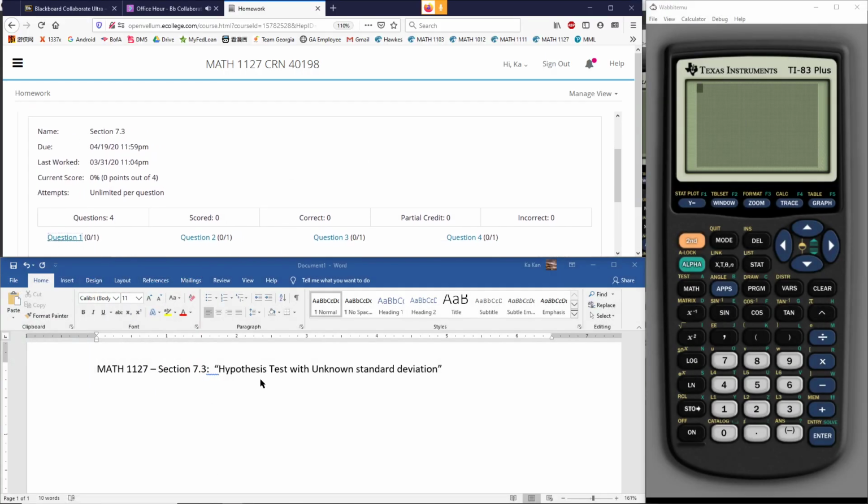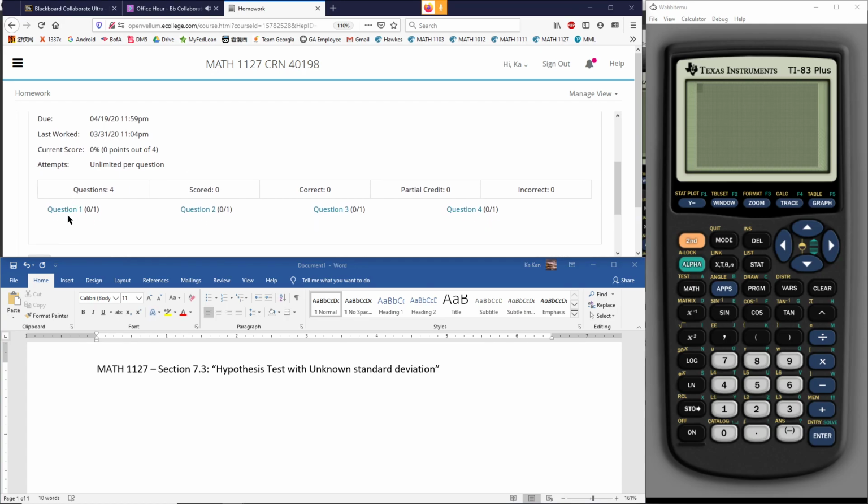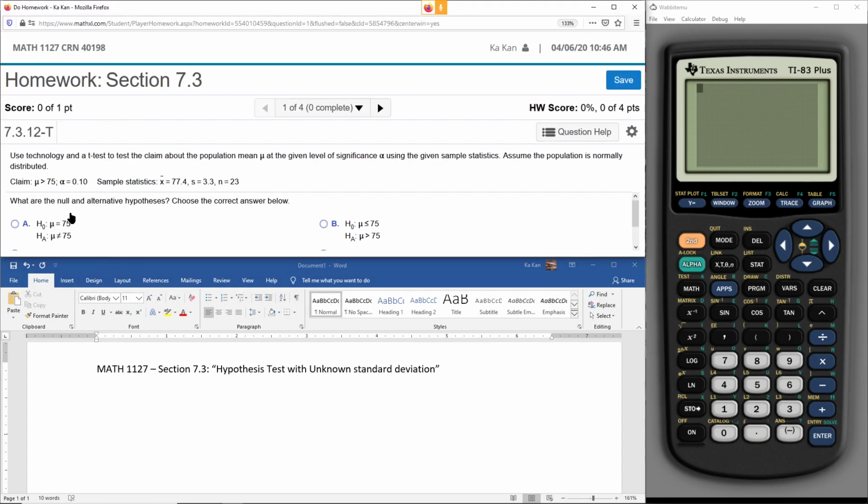So this is a lecture regarding Math 1127, Session 7.3. And again, it's with emphasis on homework. For 7.3, I only included 4 questions because it's extremely similar to what you will see from the previous session.